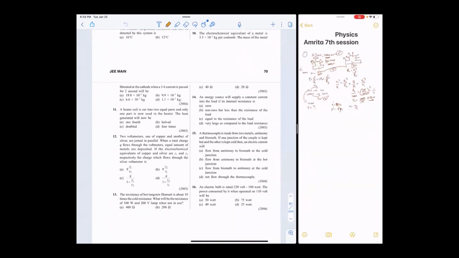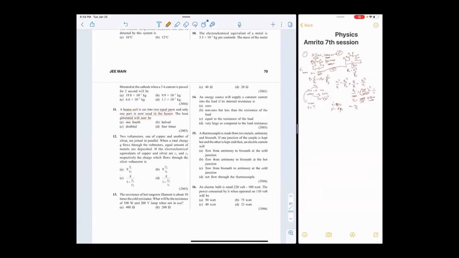Now this, a heater coil is cut into 2 equal parts, and only one part is now used in the heater. The heat generated will now be. Based on that logic, you answer this question, guys. There's a heater coil. You have cut it into half and thrown half away. This half you are using to heat the water. How much heat is generated now? Is it 1/4 or half or double or 4 times?